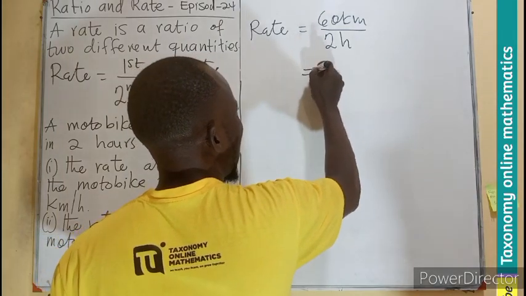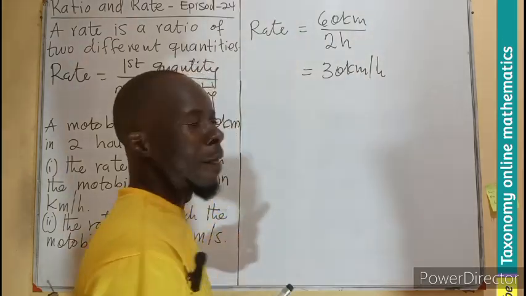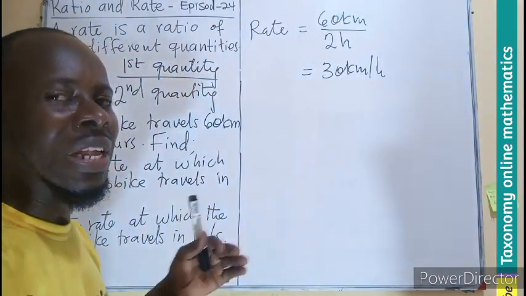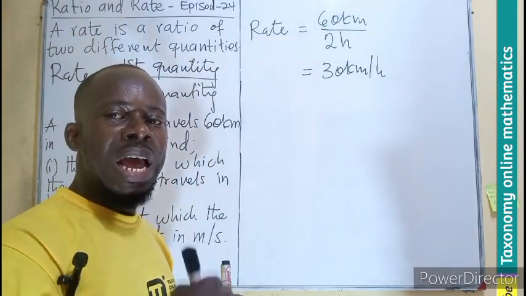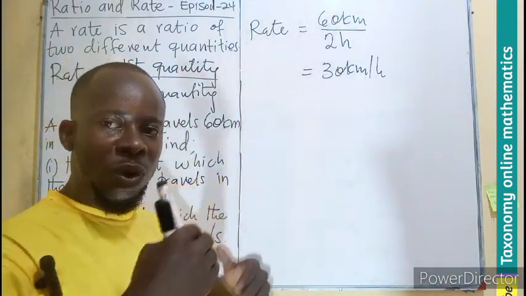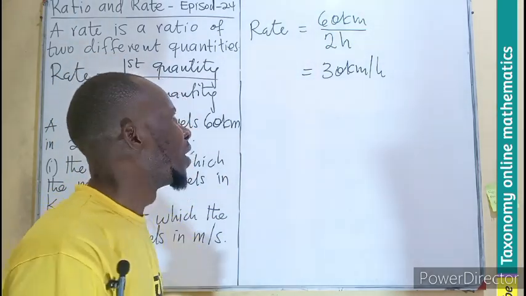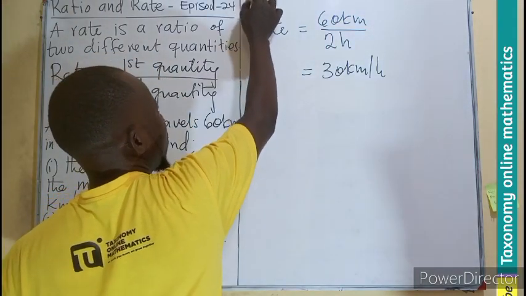So we end up with what? 30 kilometers per hour. So it means that the rate at which the motorbike is moving is what? Every 1 hour, it will travel 30 kilometers. That is the meaning of 30 kilometers per hour. So that is for the first one.